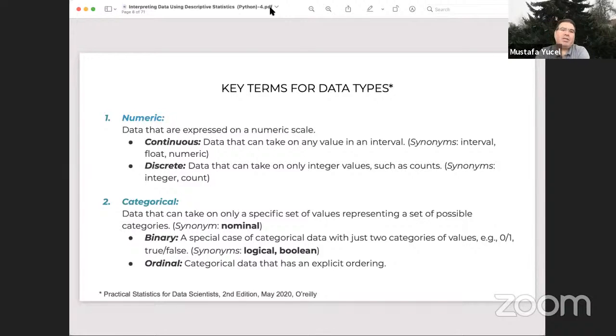Ordinal data is also categorical data, but it has an explicit ordering. Let's say, first of all, when we say colors, blue, red, or green are all categories of equal importance. We don't say blue is more important than green. But when we have ordinal data, those are again categorical data, but they have an order. When you look at reviews on marketplaces, 5-star, 4-star, or 1-star reviews, those are a kind of ordinal data.